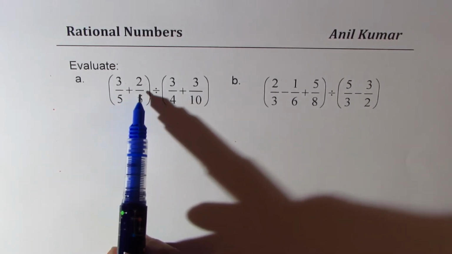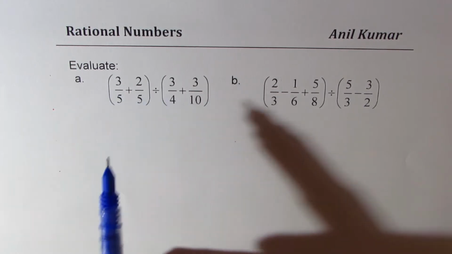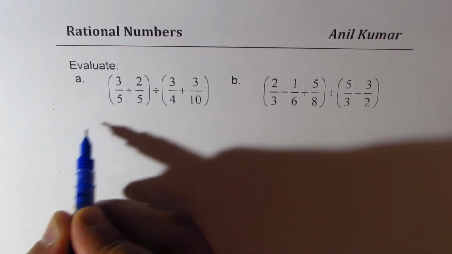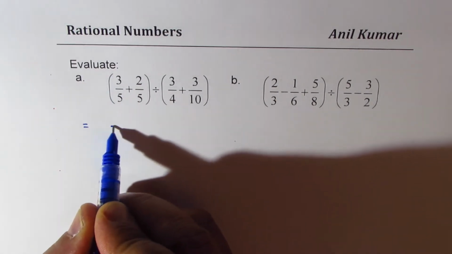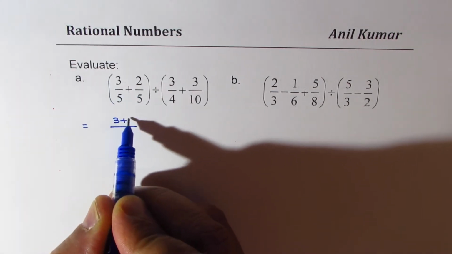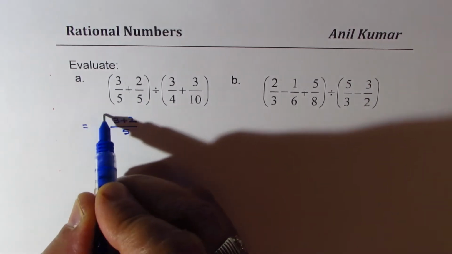Now you have to do things in bracket first, right? And then we will divide. So there are two brackets. Let's begin with the portion given here. 5 is the common denominator, so you can straight away add 3 and 2. So basically you get 3 plus 2 over 5. That is a common denominator.